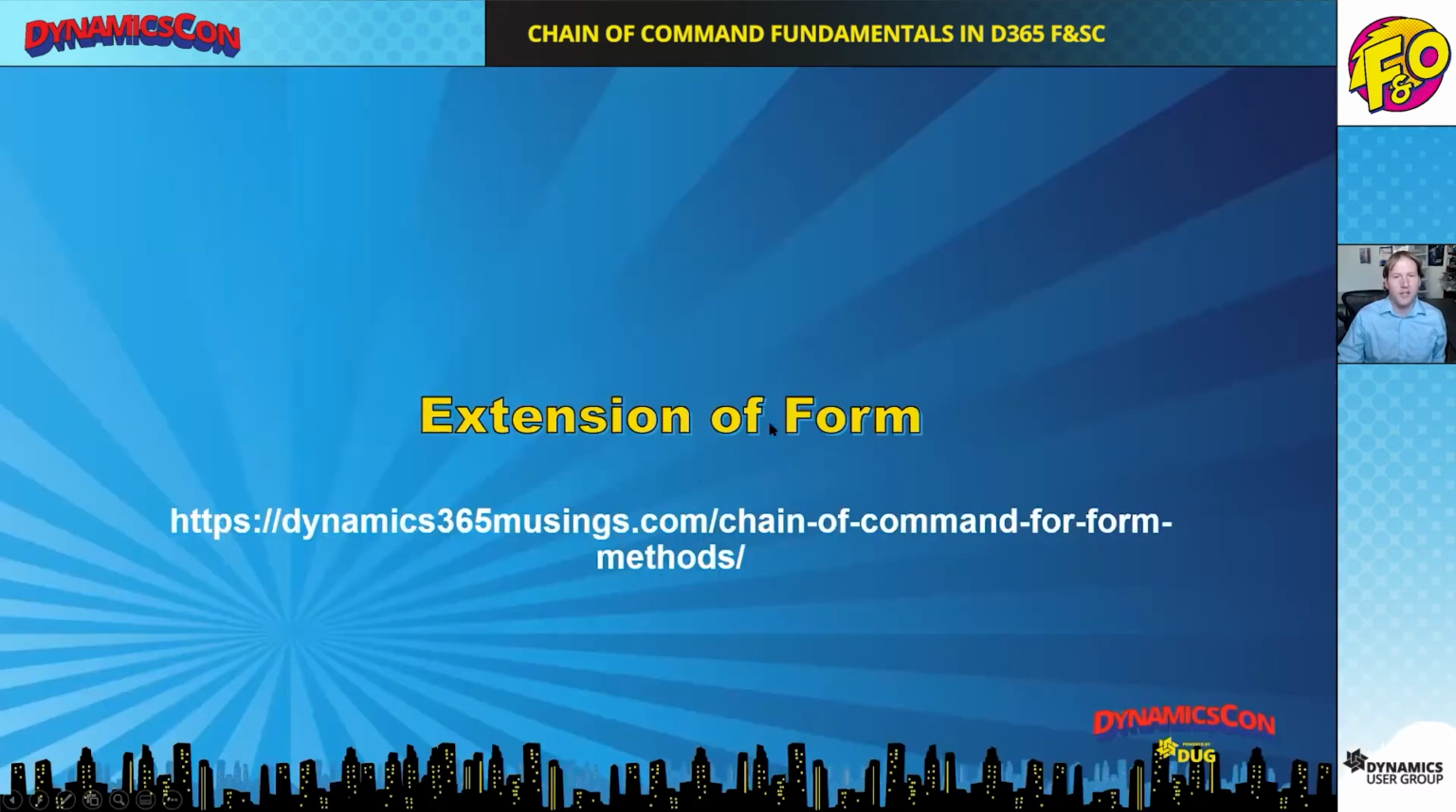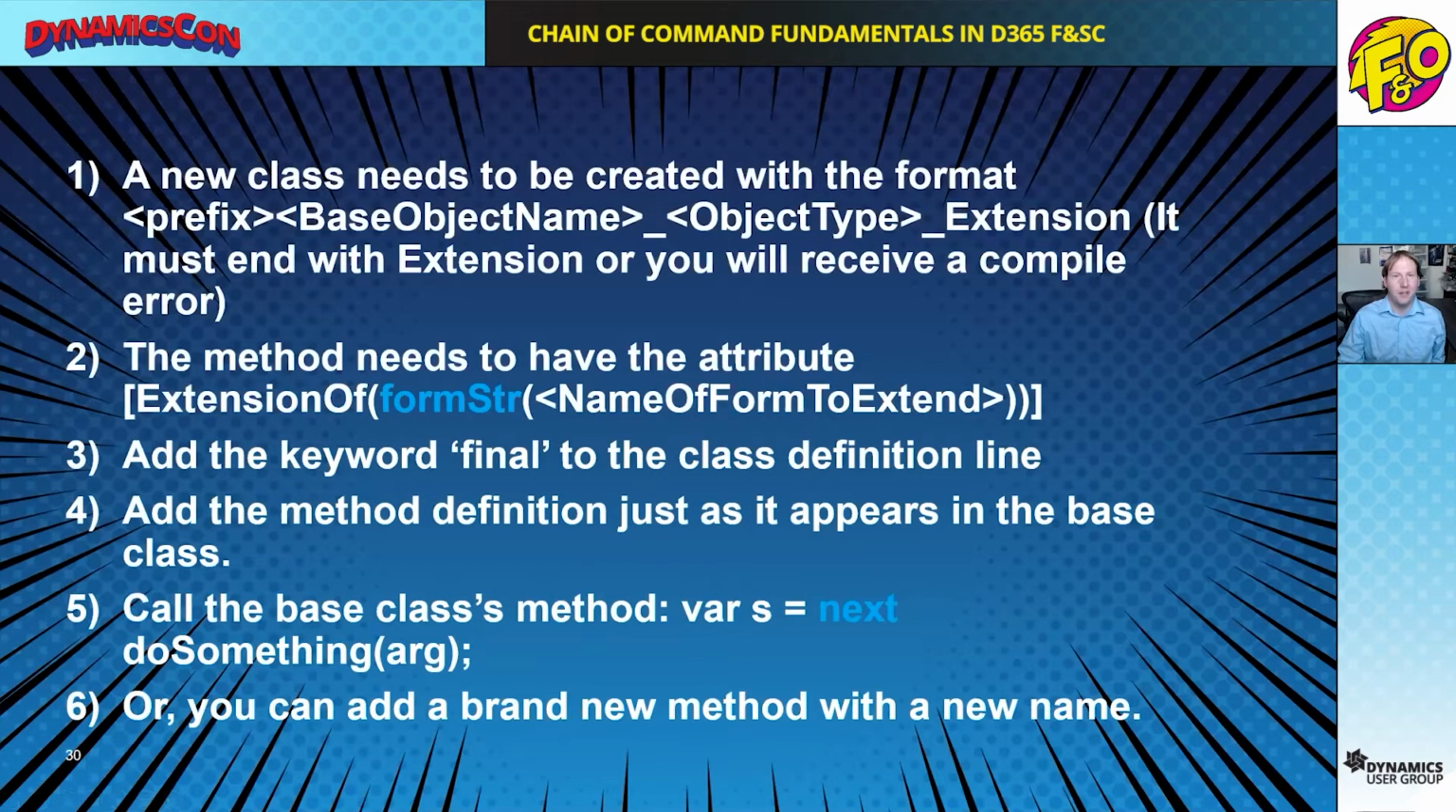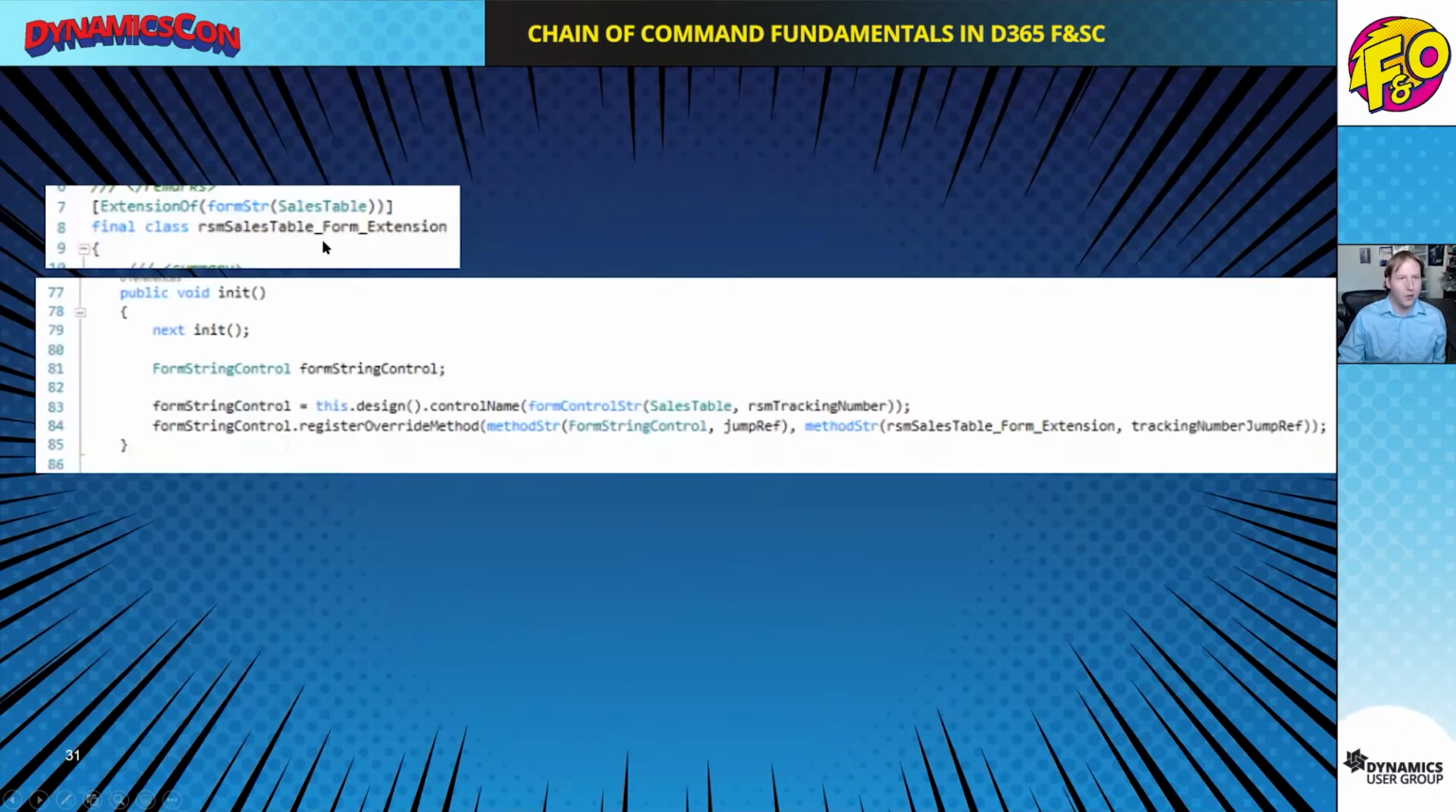Let's look at another example, extension of form methods. So you're on a form, and maybe there's an init method, which is really common that we need to do chain of command on. Same steps, right? We're going to do an extension of, but instead use formStr when we name our form. Everything else, all these 4 or 5, 6 steps, are really all the same. So here's a quick example.